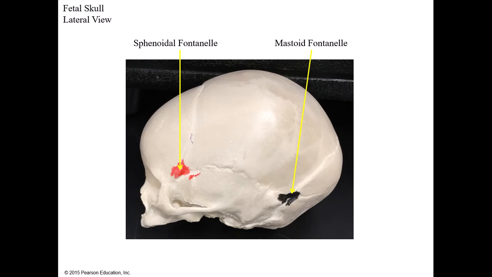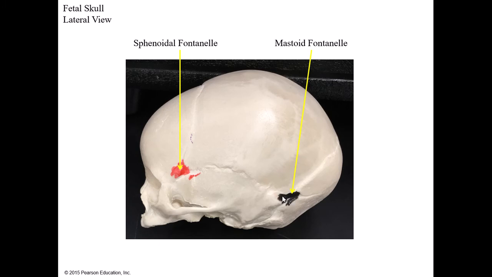So here they are on a fetal skull. Again, you can see the coronal suture here. Here's the baby squamous suture right here. And where they meet right here, this is called the sphenoidal fontanelle. This bone right here is actually the greater wing of the sphenoid, so the sphenoidal fontanelle is right above it.